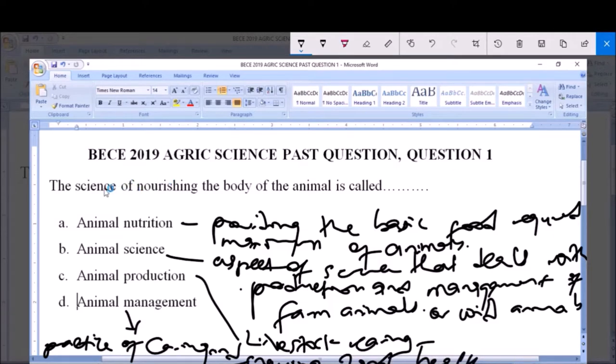But now the question says the science of nourishing the body of the animals. And remember, I told you that animal nutrition deals with providing the basic food required for maximum growth of animals, maximum production, and for maintaining the health status of the animals. That's animal nutrition, providing them with the basic nutrients that nourish their body. So therefore, the answer to this question is option A, animal nutrition. It is the science of nourishing the body of the animal by providing them with their basic food, basic nutrients. So the final answer to this question is option A, animal nutrition.